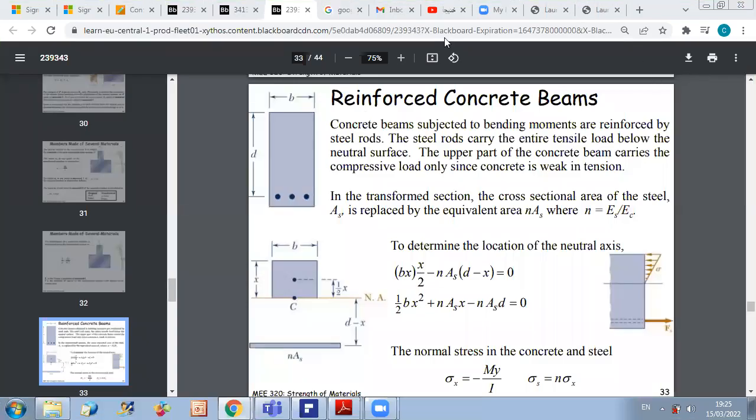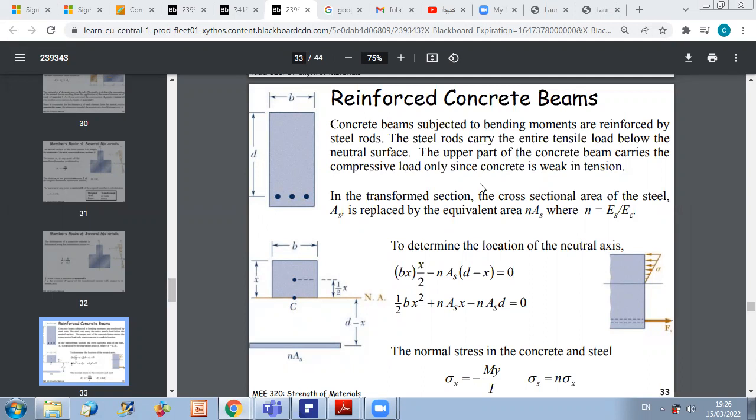Now we will introduce reinforced concrete beams. Beams made of concrete should have special treatment. In fact, concrete is weak in tension, so it can sustain compression but not tension. This is why concrete beams that are subjected to bending moments should be reinforced by steel rods.